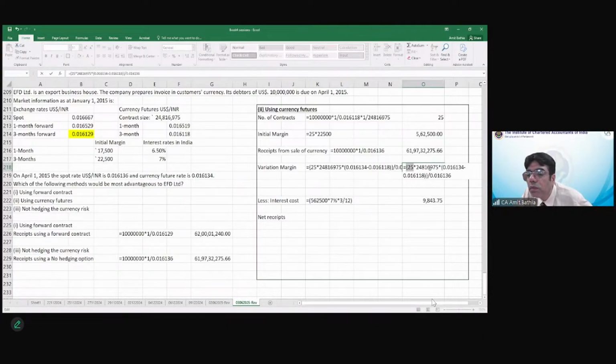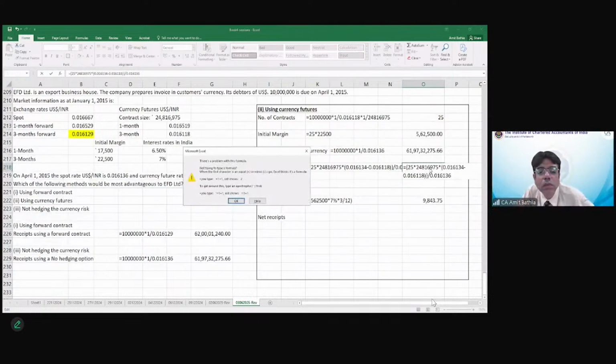What is the problem? Single quote is ahead of equal to sign.